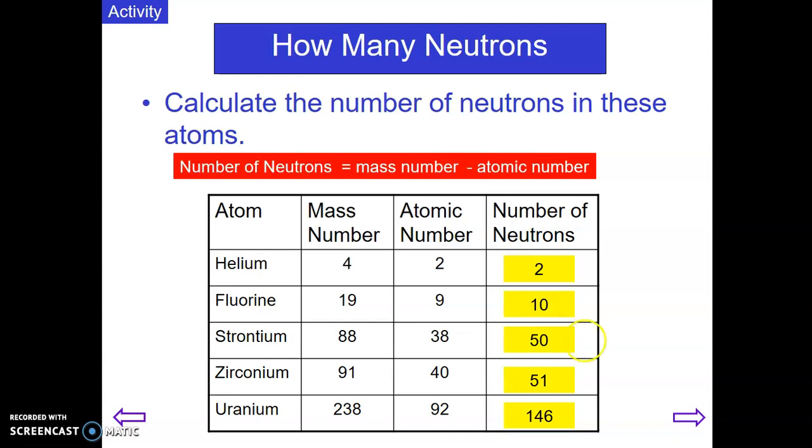Hopefully, again, you can see where we've got these numbers from. It's this simple calculation at the top. The number of neutrons is the mass number minus the atomic number, because the mass number is the total of protons and neutrons, and the atomic number tells you how many protons there are in an atom.